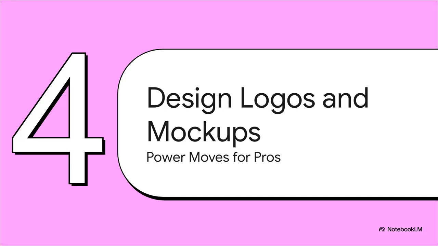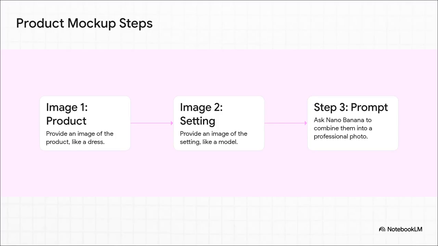Pretty cool. All right, now let's talk about some of the more professional tools baked into this. If you're a designer, a marketer, or a small business owner, these next features could save you a serious amount of time and money. Need a product mockup? You can forget about expensive photo shoots. With Nano Banana, you just give it an image of your product, say a dress, and another image of the setting, like a model. Then you just ask the AI to combine them. It creates a realistic photo, automatically adjusting for things like lighting and shadows to produce a professional-looking e-commerce shot.